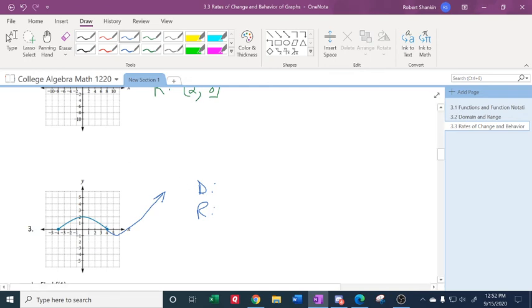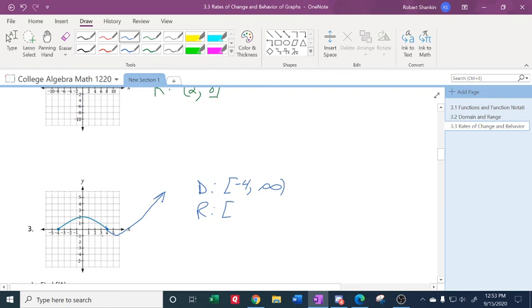So, the domain, I'm going to say how far left. Like if I have x is -5, there's no output. Negative 4, as far left as I can go. How far right can I go? Forever. Infinity.